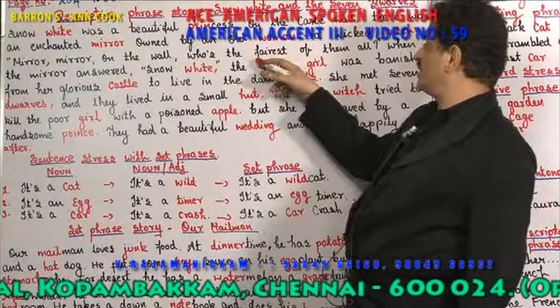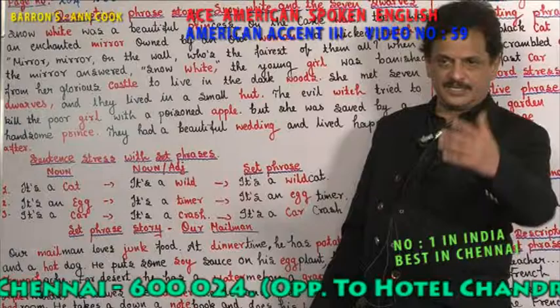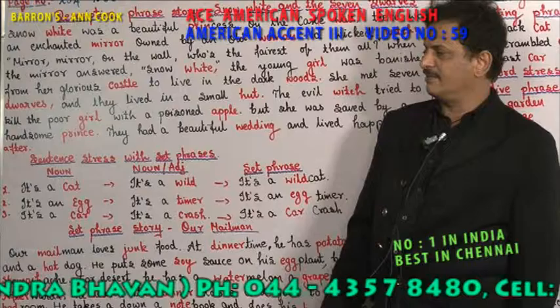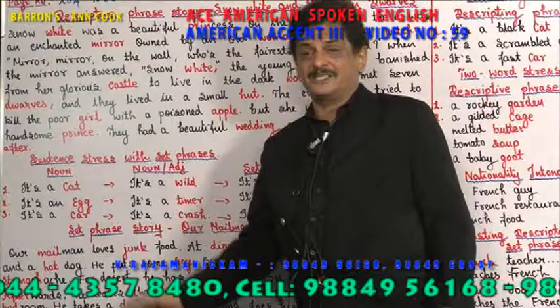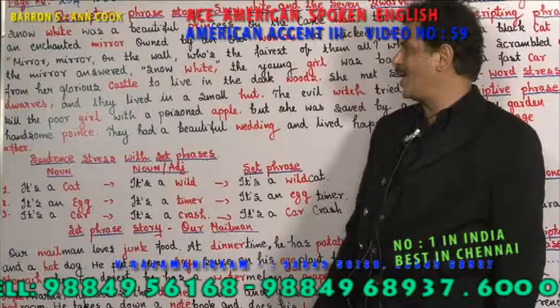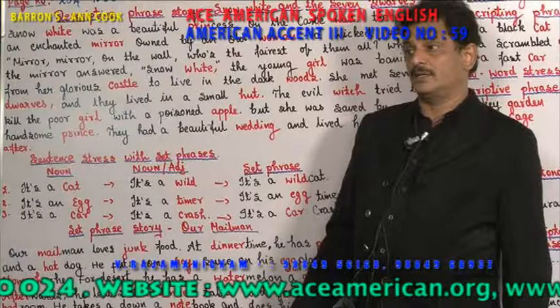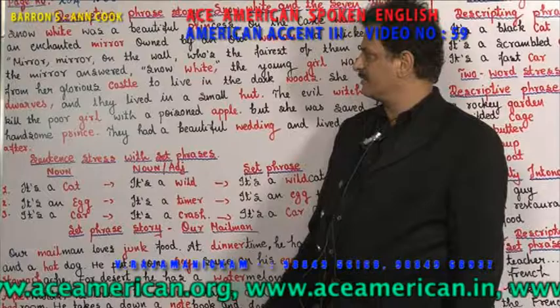So this old lady, the witch, she sees the mirror and she asks, mirror, on the wall, who's the fairest of them all? Tell me the most beautiful girl in the world. Show me a photo. When the mirror answered, the mirror said, Snow White. What is the girl's name? She's Snow White. The young girl, young is an adjective, girl is a noun, so you're stressing on girl. The young girl was banished from a glorious castle. So she was living in a castle. Castle means what? Big palace. So she was taken away from the castle. Glorious castle. Glorious is an adjective, castle is a noun.